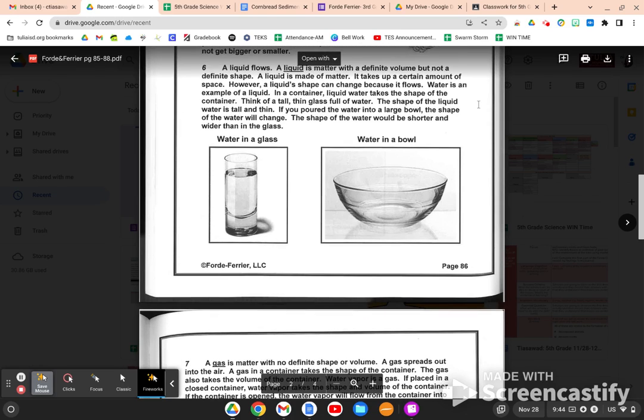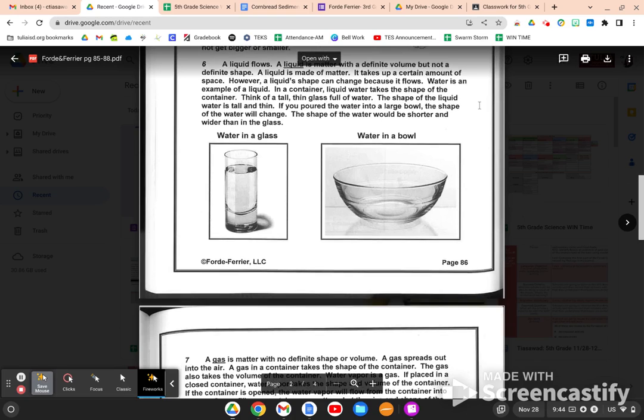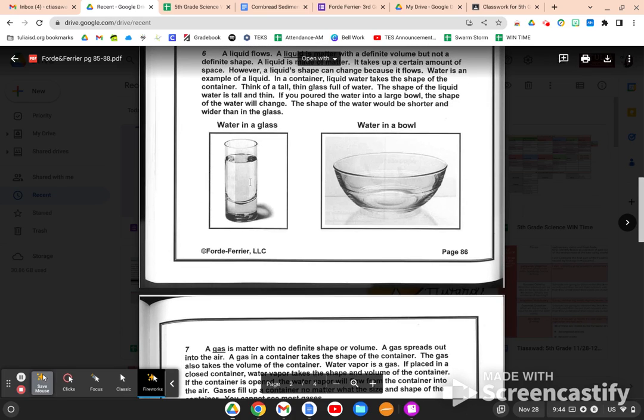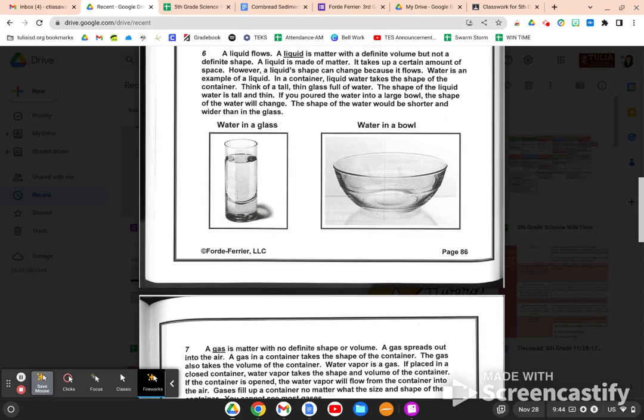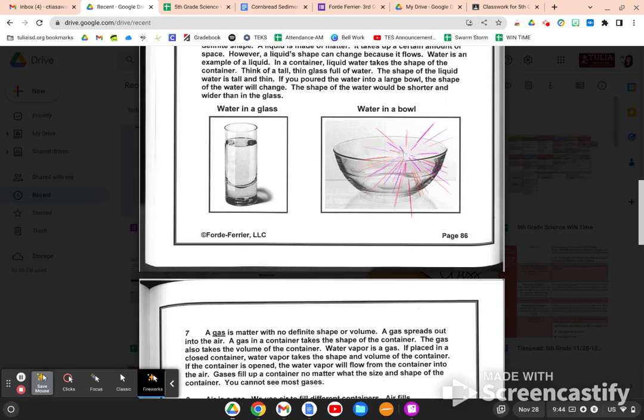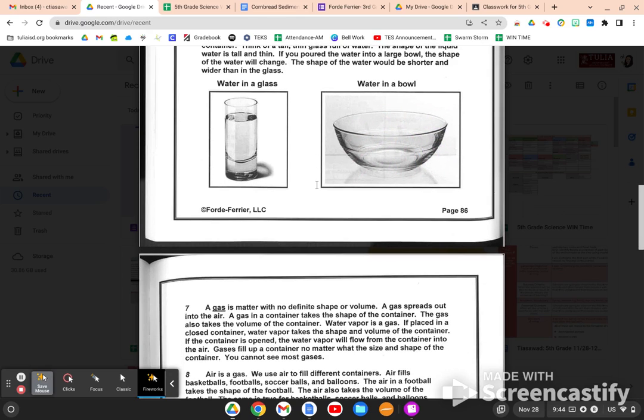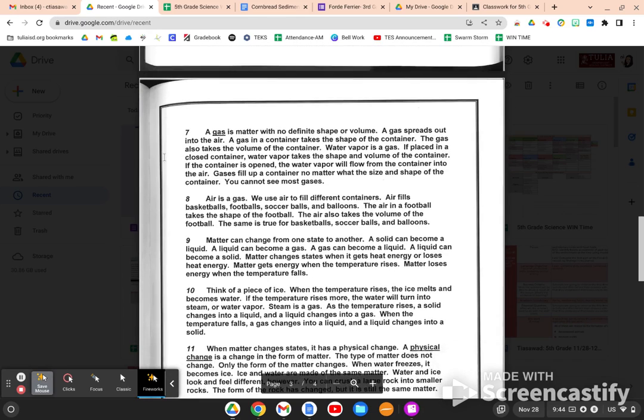In a container, the liquid water takes the shape of the container. Think of a tall, thin, full glass of water. The shape of the liquid water is tall and thin. If you poured that water into a large bowl, the shape of the water would change. The shape of the water would be shorter and wider in the bowl than in the glass.